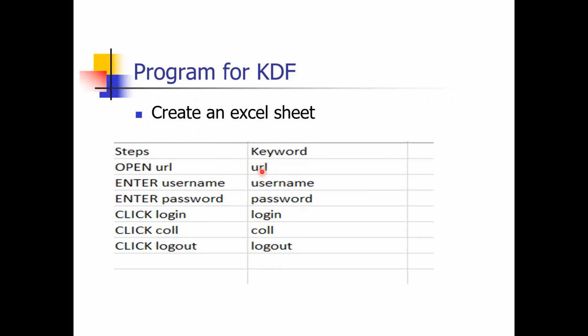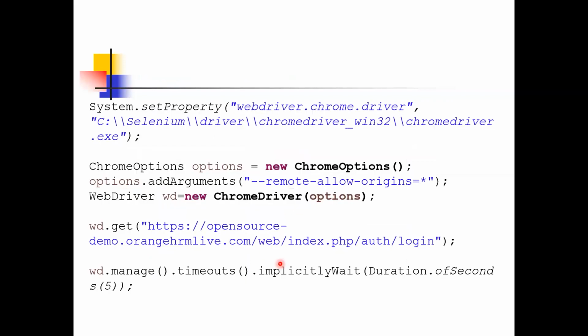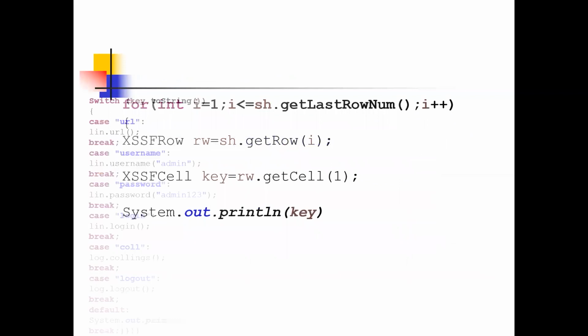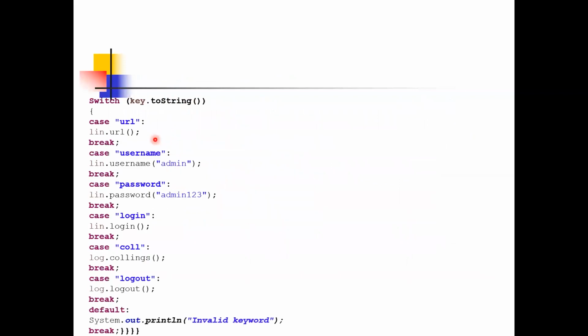Now the keyword is URL. So we have to apply the switch command. When the keyword URL is selected, it means you have to deal with URL. When the keyword username is selected, then you have to deal with username, password, login, calling, and logout. So similarly, here we have applied this switch on key. And if the case is URL.